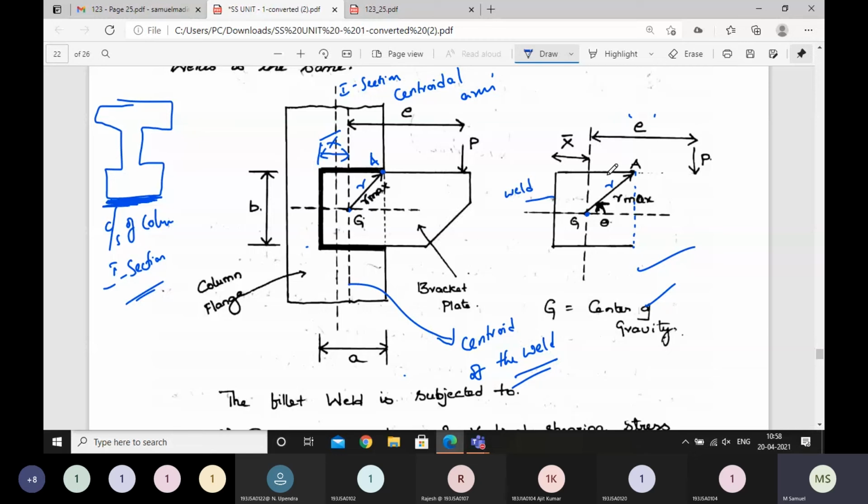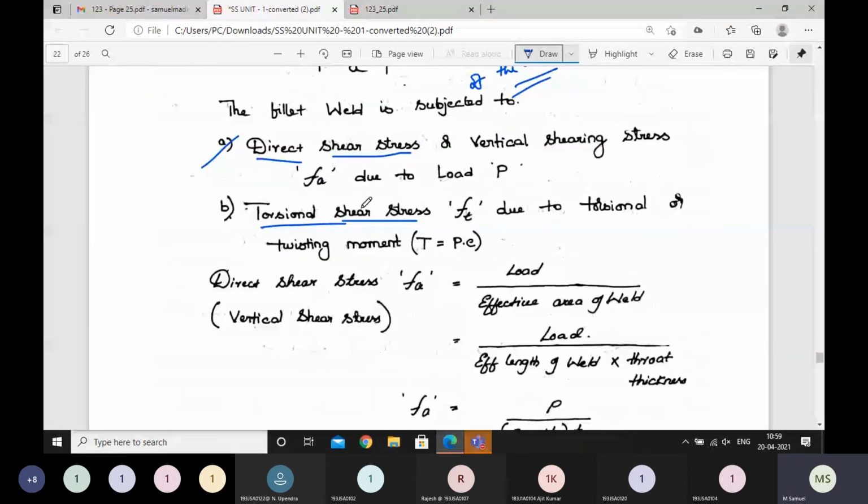డైరెక్ట్ షియర్ స్ట్రెస్ మనం వెర్టికల్ షియరింగ్ స్ట్రెస్ అంటాము. అండ్ అట్లానే టార్షనల్ షియర్ స్ట్రెస్ ని టార్షనల్ ఆర్ ట్విస్టింగ్ మూమెంట్, ఐ మీన్ దాని వల్ల వస్తుంది అనమాట. ఓకే, సో నా డైరెక్ట్ షియర్ స్ట్రెస్ ఈజ్ రిప్రజెంటెడ్ విత్ ఎఫ్ఏ విచ్ ఇస్ డ్యూ టు క్యాపిటల్ పి. అండ్ అట్లానే మనం టార్షనల్ షియర్ స్ట్రెస్ ని ఎఫ్టి తో రాస్తాం. సో ఎఫ్ఏ అంటే డైరెక్ట్ షియర్ స్ట్రెస్, ఎఫ్టి అంటే torsional shear stress. So these are the two types of stresses this fillet weld is going to be subjected to.